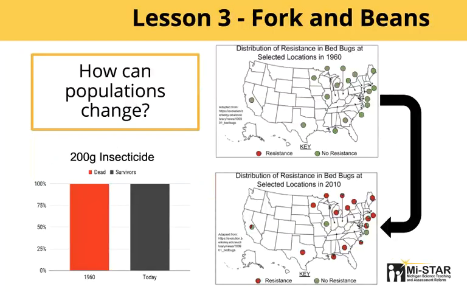In Lesson 3, students use a model to show how, and some of the reasons why, populations can change over time in response to environmental changes. Students should come away with an understanding that traits that benefit a population become more common, while those that do not tend to become less common.